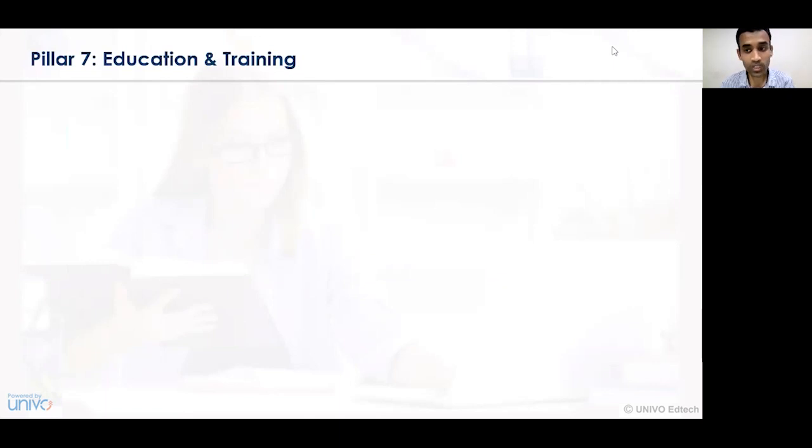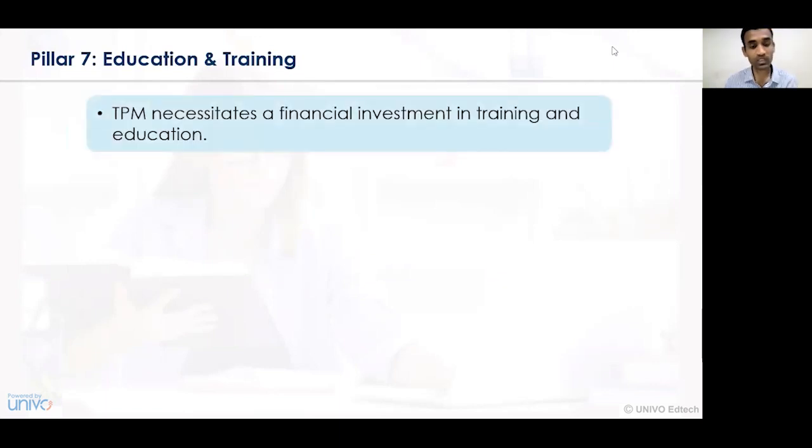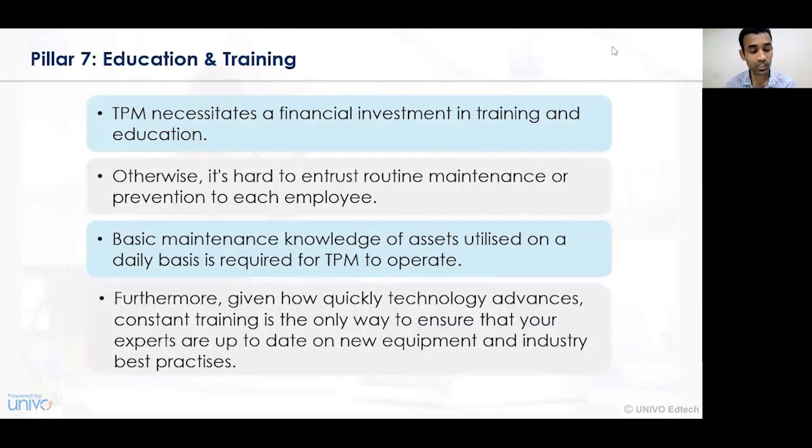training. In education and training, knowledgeable training sessions and programs for information providing and knowledge sharing must be undertaken in the concept of TPM. TPM necessitates a financial investment in training and education, to create better knowledge and information for impartment. Basic maintenance knowledge of all assets utilized on a daily basis is required for TPM to operate. So knowledge about the machines, the process and the activities to be undertaken, and if a particular default situation arises, what training needs to be given and how the upkeep maintenance of the machine can be undertaken by each individual, is the concept of TPM.